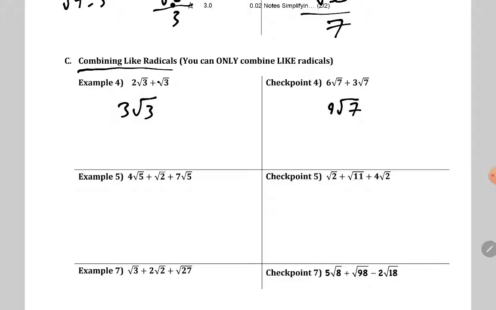4 square roots of 5 plus square root of 2 plus 7 square roots of 5. So square root of 2 is not like the others, but the other two are like them. So 4 square roots of 5 plus 7 square roots of 5 is 11 square roots of 5. And then we just add the leftover square root of 2. That's it. That's all we can do.